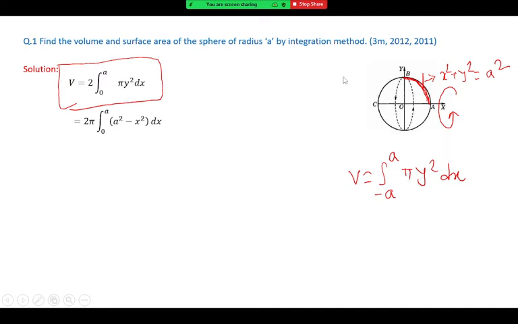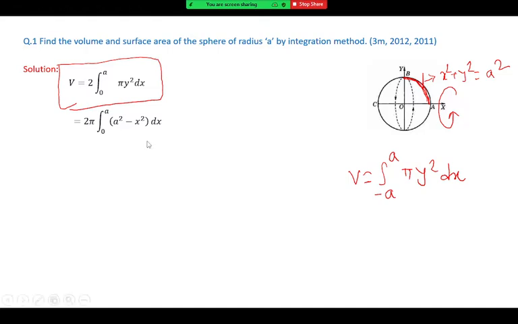So the value of y square. You can see this equation, x square plus y square is a square. So what is y square? Y square is a square minus x square, is it? So the value of y square is replaced, and now a very simple thing is left. It is just integration with x and putting the upper and lower limits there.